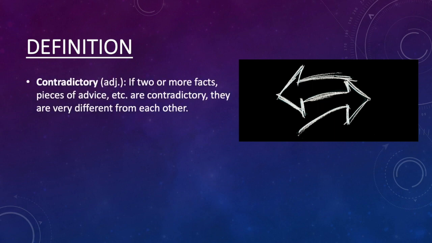The first word is contradictory. It is an adjective and it means if two or more facts, pieces of advice, or anything else are contradictory, they are very different from each other. Some synonyms for the word contradictory include conflicting, opposed, and opposite.